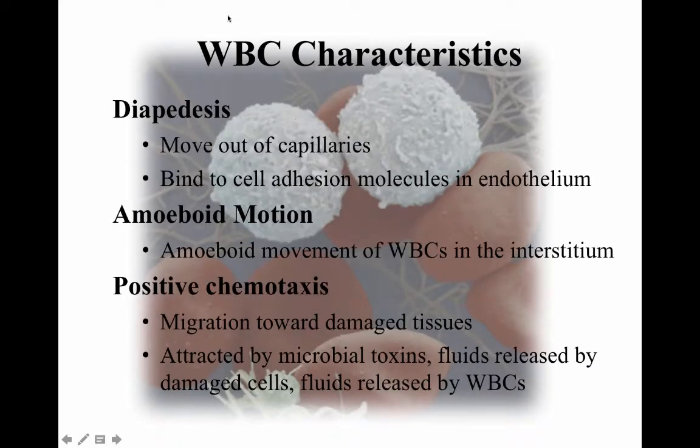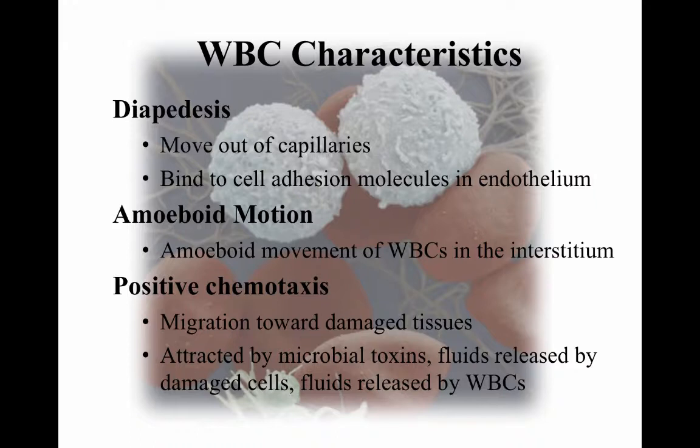As we take a look at white blood cell characteristics, we can see diapedesis as a move out of capillaries and a binding to cell adhesion molecules in the endothelium. We see amoeboid motion, or movement like an amoeba, and this is how white blood cells will move in the interstitium. Positive chemotaxis is migration toward damaged tissues, attracted by microbial toxins, fluids released by damaged cells, and fluids released by white blood cells.